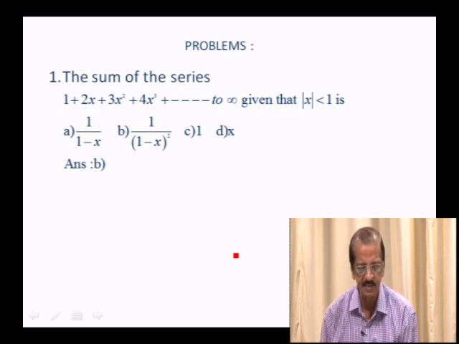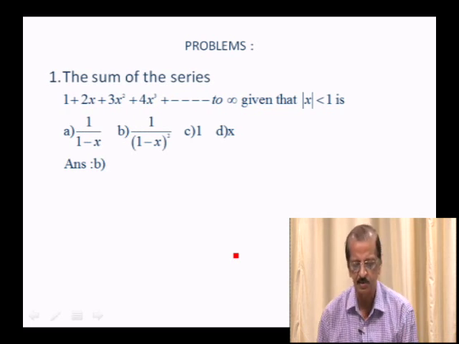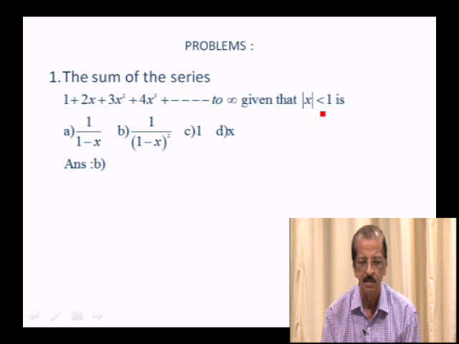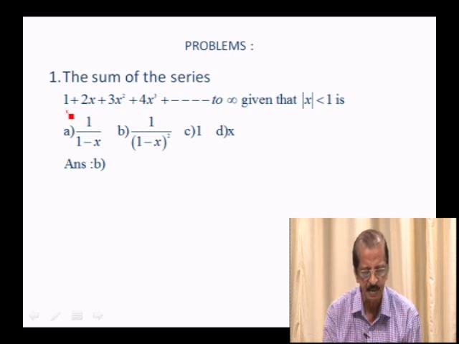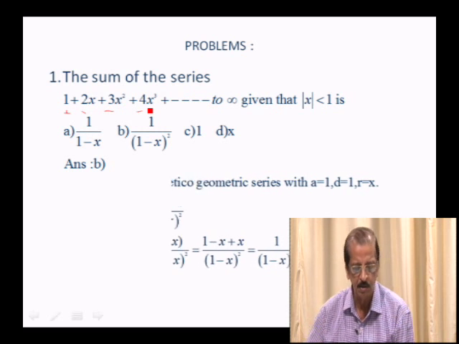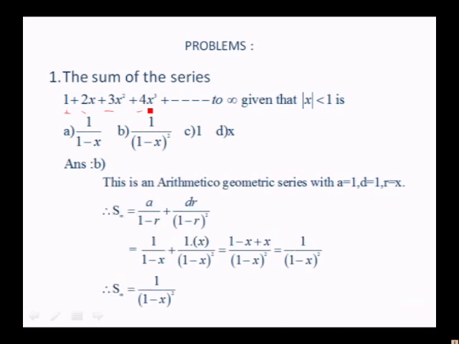The sum of the series 1 plus 2x plus 3x square plus 4x cube to infinity, given that mod x less than 1 is, he has given 4 options. See, clearly you find that this is an arithmetico-geometric series. 1, 2, 3, 4, they are in AP, and 1, x, x square, x cube, they are in GP. So, S infinity formula is a over 1 minus r plus dr over 1 minus r whole square. You know that r is x here.